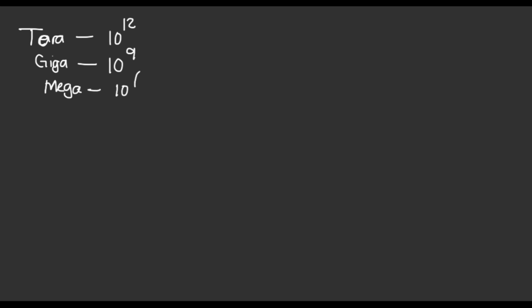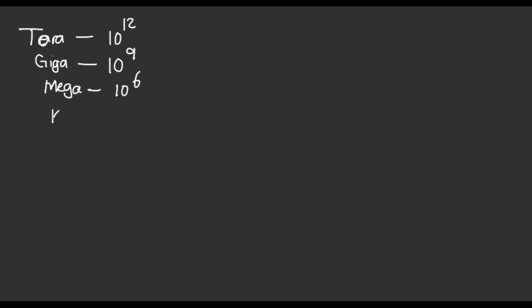Then we need to look at some prefixes with what they represent. The first one is tera. Tera is equal to 10 raised to the power 12. Then we have giga, like from the GB, gigabytes. So this is 10 raised to the power 9. Then we have mega. Mega is 10 raised to the power 6.